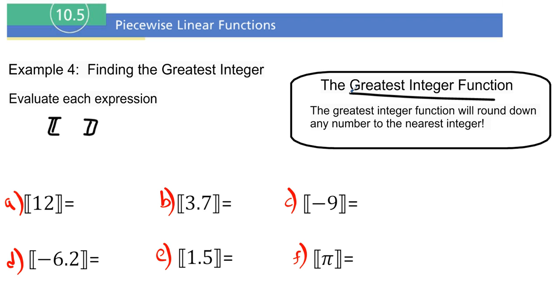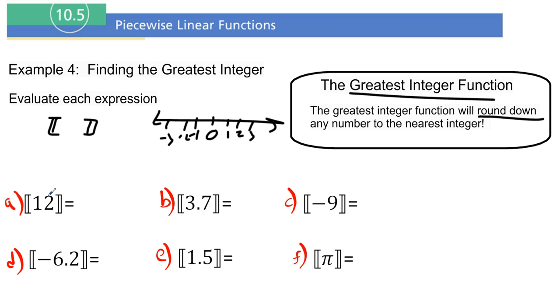And basically the way that we find that is whatever number we have inside of this notation, we're always going to round down to the nearest integer. All right, so think about that on the number line, right? So wherever the number is inside of it, we're always going to round down to the greatest integer. Okay, so we might have to use this here in a minute.